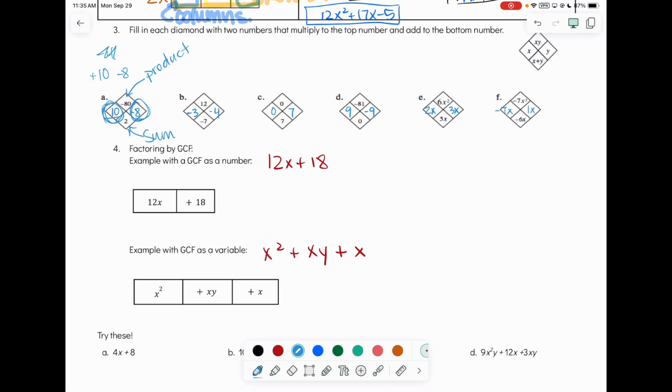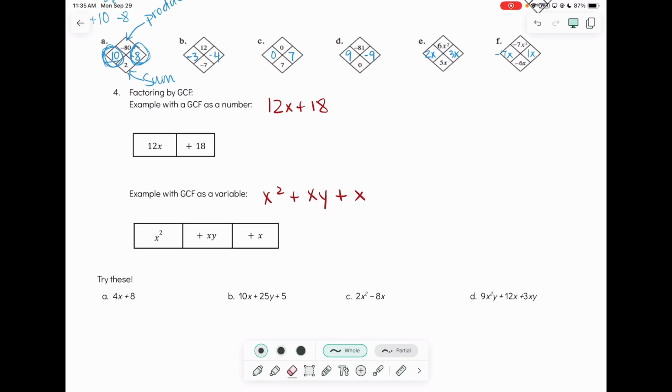Okay, there are all the answers for the diamond problems. I got 4 minutes left in the class period. I need to get through this. Here we go. Factoring by GCF. What's my GCF of 12x and 18? 6. So I put it on the outside.